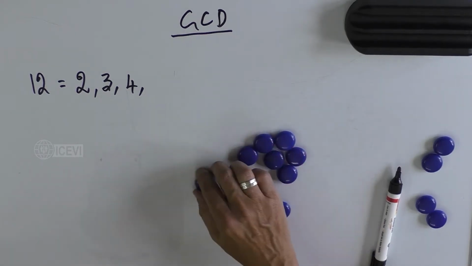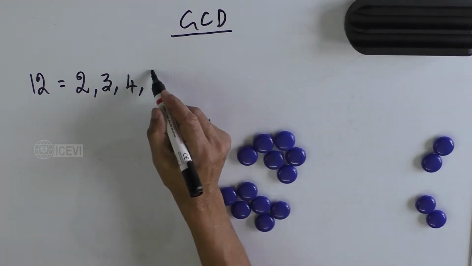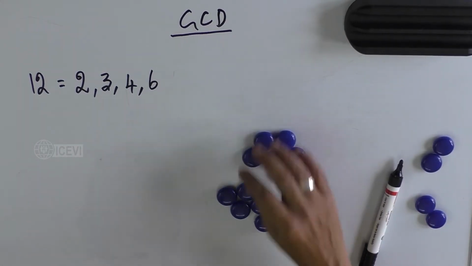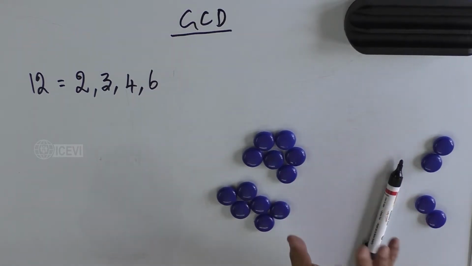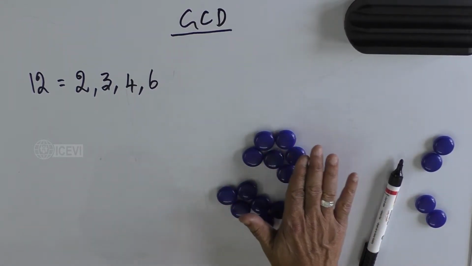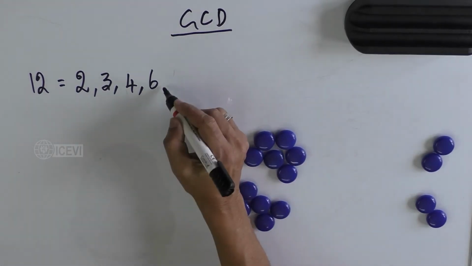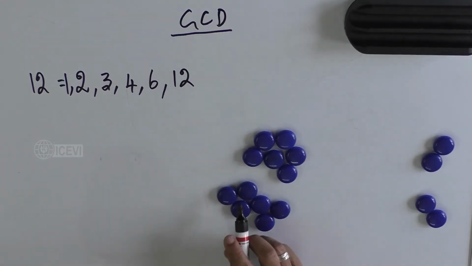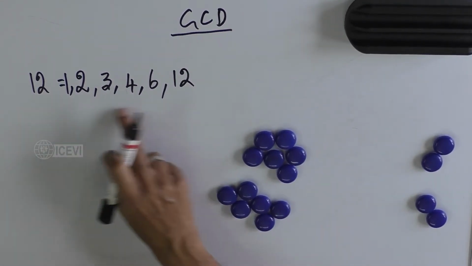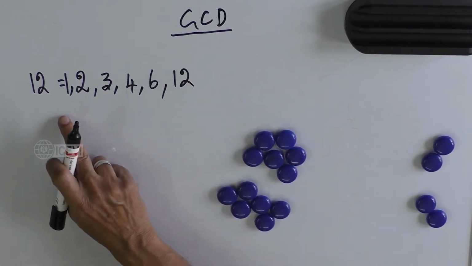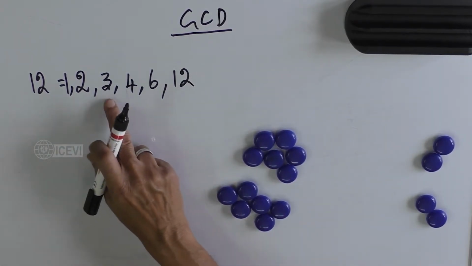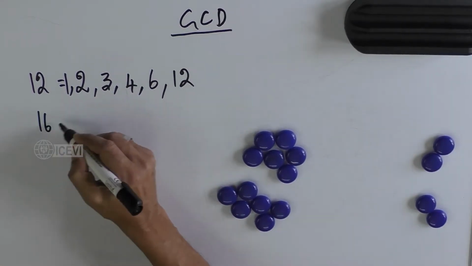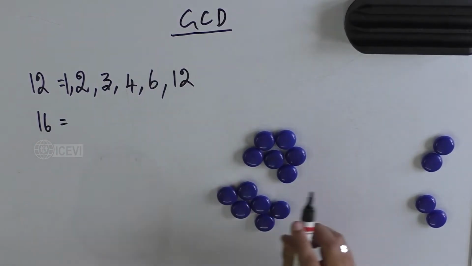What about 6? 6 is a divisor because you get 6 times 2 without a remainder. 7, not a divisor. 8, 9, 10, 11, no. Yes, of course, 12 is a divisor. Now here 1 is also a divisor. So now for this number, 1, 2, 3, 4, 6 and 12 are divisors. It cannot go beyond 12 because it is the maximum number.